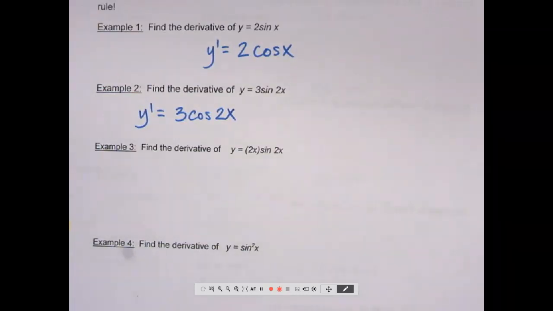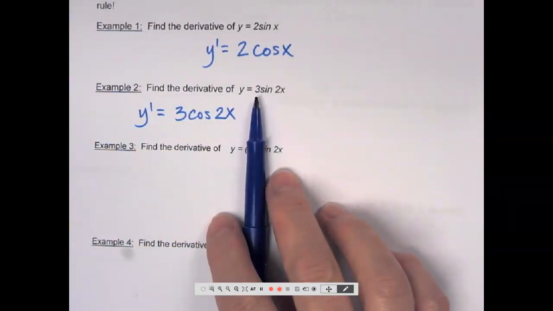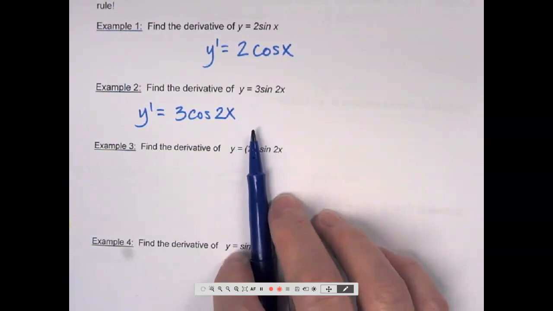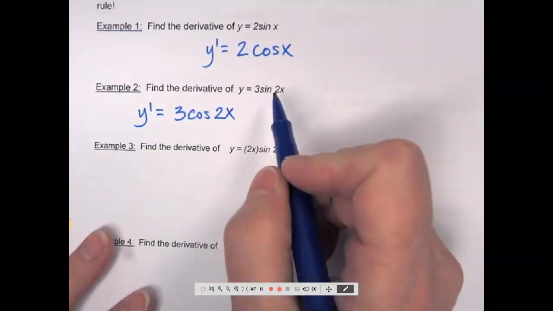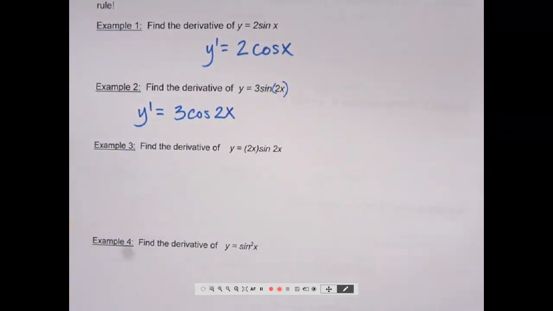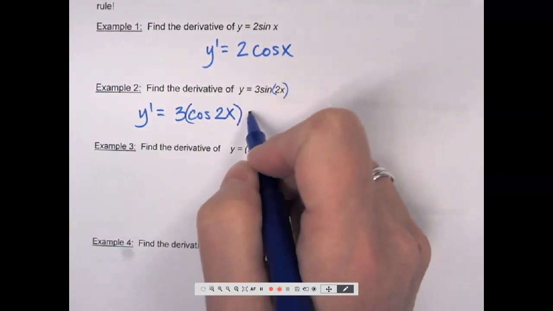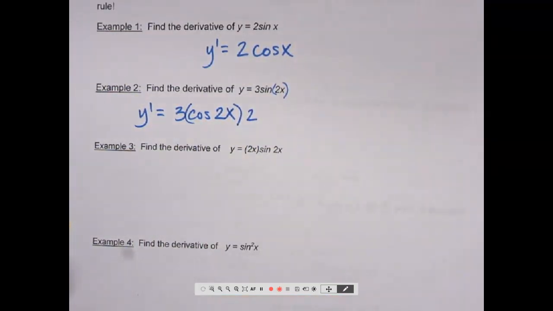Not the product rule. And again, I could use product rule on this one, but it's not necessary because that 3 is not a function of x. It's just a straight up coefficient. But notice how I'm taking the cosine of this function here. And have I taken the derivative of 2x yet? No. Okay, so I'm going to put this in parentheses and then a 2.